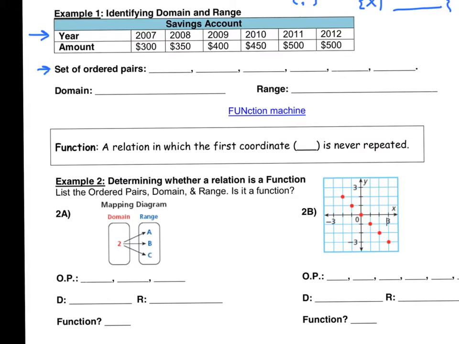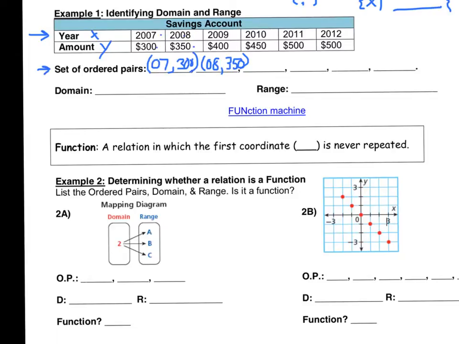For the first example, we're going to identify the domain and range, but first we will list the ordered pairs. Usually whatever's listed first in the table is the x value, the input, and whatever is listed second, the output, is the y variable. So all we need to do is list, in parentheses, in the year 2007, the savings account had $300. Those two go together. In the year 2008, so I'm abbreviating, the account had $350. And you would keep writing the rest of those ordered pairs. I think you probably have the hang of that.